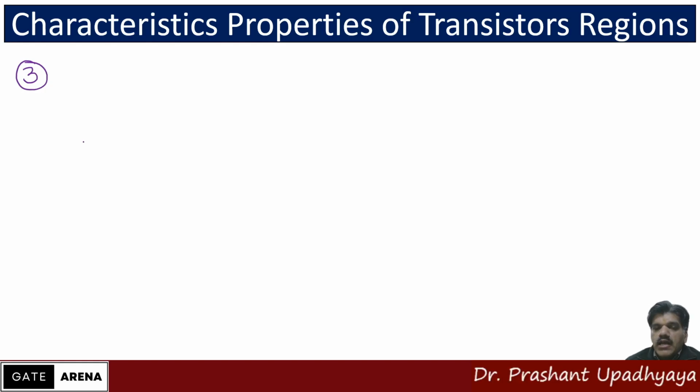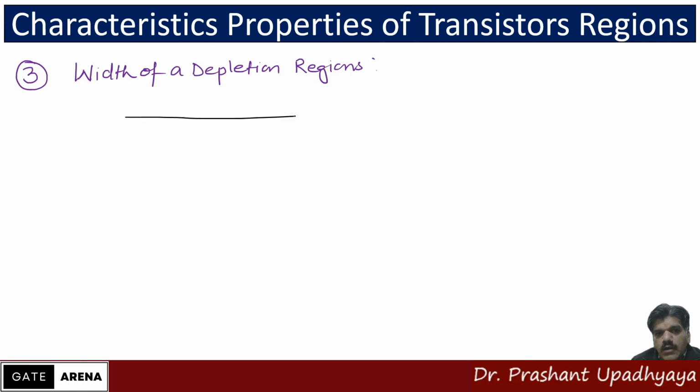The third property we are talking about with respect to the transistor is the width of a depletion region. So I'm writing here: width of a depletion region. Here what we have to see is that whenever we are talking about the emitter, base and collector, I'm drawing it here. Let's say I'm writing my emitter, my base, and I'm drawing here my collector. So this is my emitter and this is my collector.